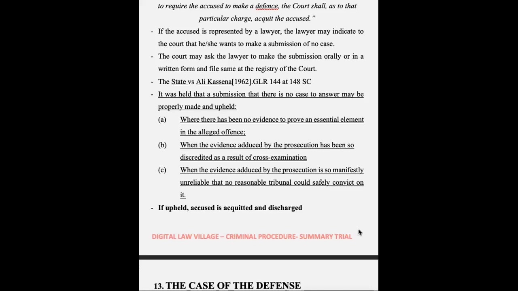when the evidence adduced by the prosecution has been so discredited as a result of cross-examination. Or when the evidence adduced by the prosecution is so manifestly unreliable that no reasonable tribunal will safely convict on it, the court may uphold a submission of no case to answer.